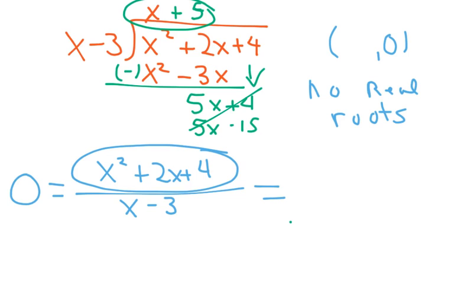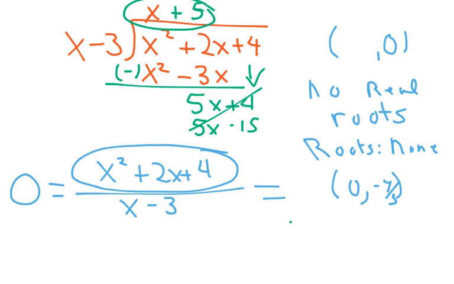That means we won't have any x-intercepts. So for roots, just put none. Now for the y-intercept, I'm going to let x be 0 and plug that in. I'm going to get negative 4/3. And I think we got everything.